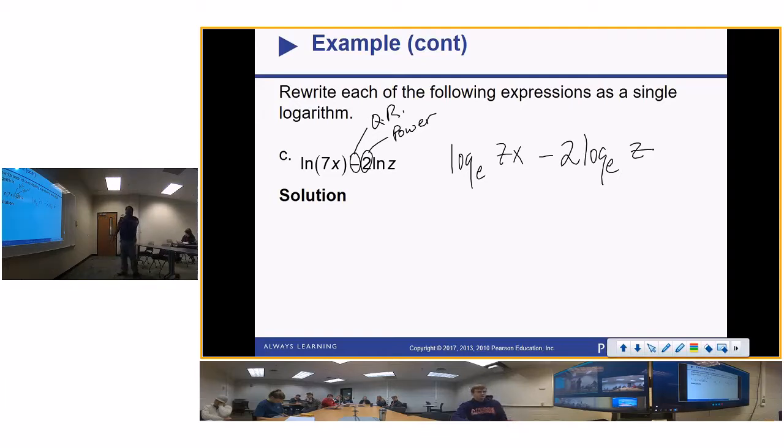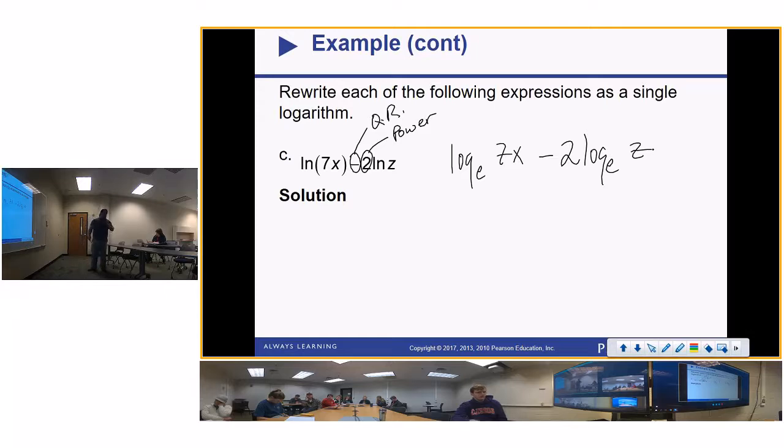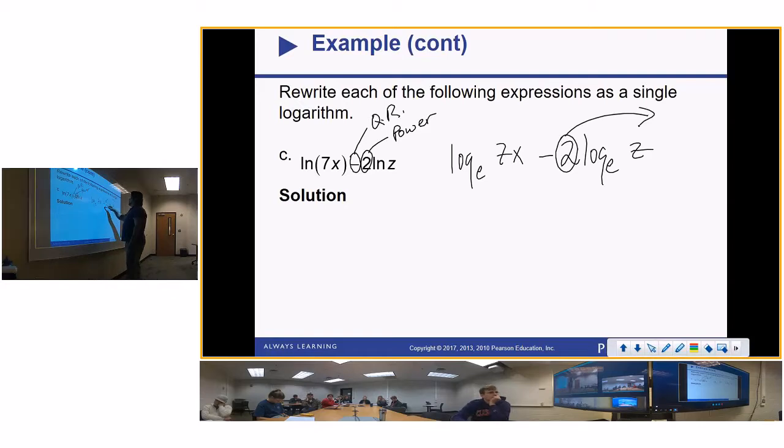I do that sometimes when I'm solving equations with logarithms. I will rewrite natural log as the log base E because that's just the way I do it. So that's going to come up, and we're going to use the quotient rule. So that's going to be log base E of 7x divided by z to the what? Second power. 2.